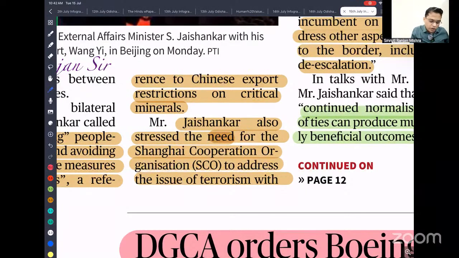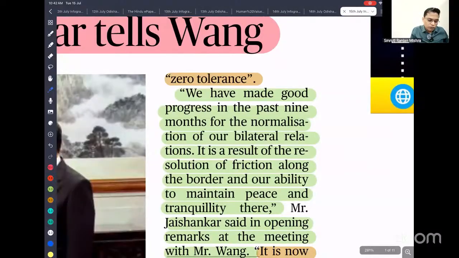industry. So Jaishankar also stressed the need for the Shanghai Cooperation Organization to address the issue of terrorism with zero tolerance. So recently, China is the chair of the Shanghai Cooperation Organization, and we are seeing repeated terrorist attacks that originate from Pakistan on Indian soil. So we want a strong statement. We want a very strong statement in the SCO against terrorism.